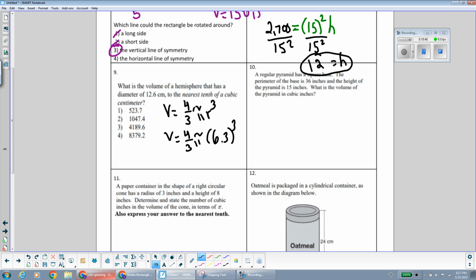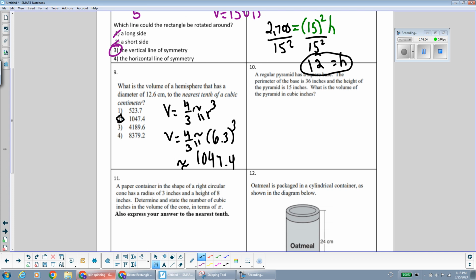Let me put this into my calculator. 4/3 pi, 6.3 to the third power. And I got approximately 1047.4 cubic centimeters. So that's answer choice 2.